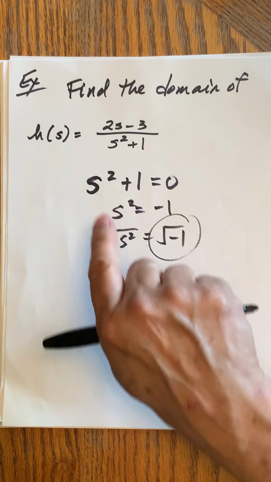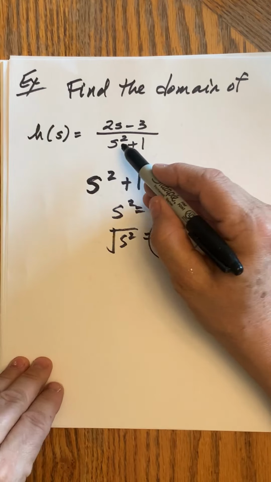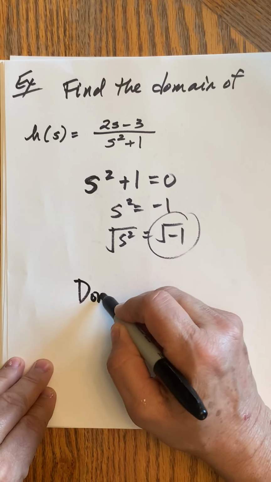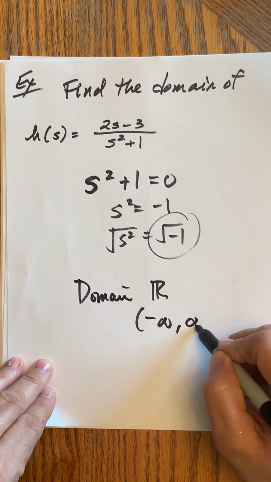And even if I put 0 in here, I'd have 0 plus 1, so I'd be dividing by 1, and that's okay. So here, everything works because there's no issues. So in this case, the domain is all real, or negative infinity to positive infinity.